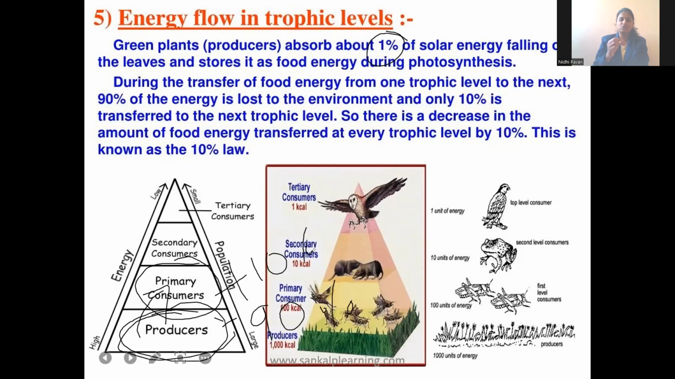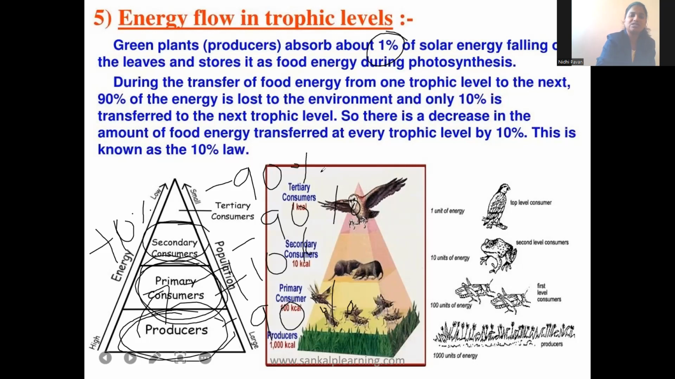Now, the primary consumer will be eaten by the secondary consumer. So here also, out of 100% energy of the primary consumer, 90% of energy will be lost in the environment. Now, out of 100% energy acquired by a secondary consumer, again 90% of energy will be lost in the environment. Only 10% of energy will be gained by the tertiary consumer.